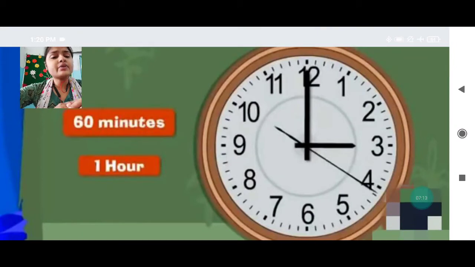See, 60 minutes is equal to 1 hour. It means when 60 minutes have passed on the clock, the clock has completed 1 hour. So 60 minutes is equal to 1 hour.